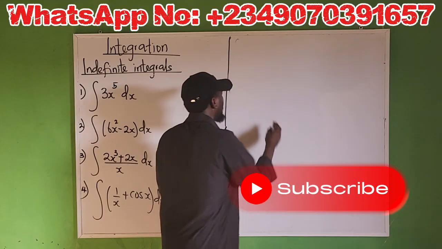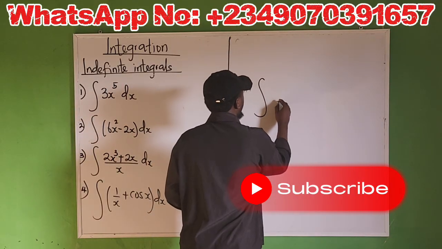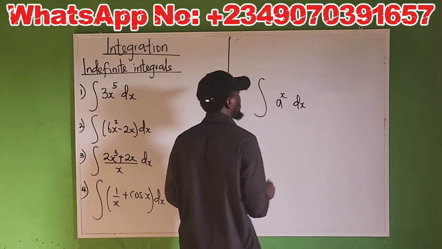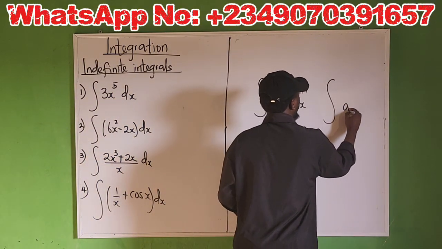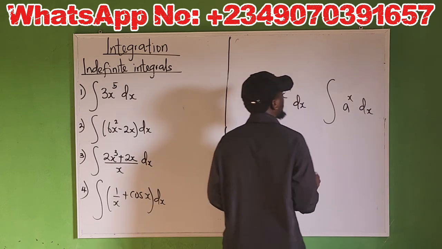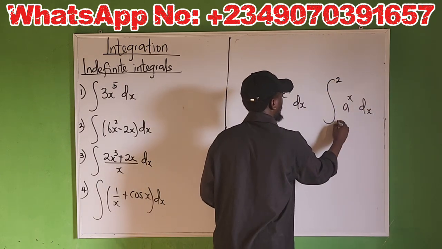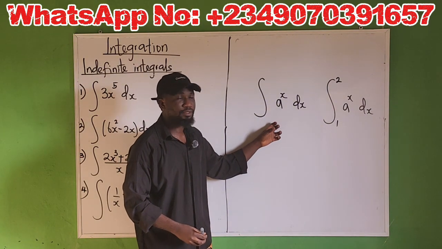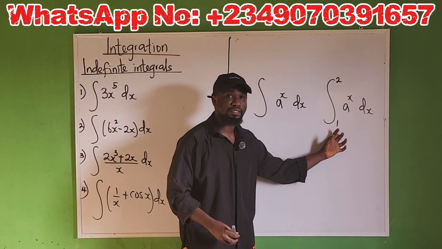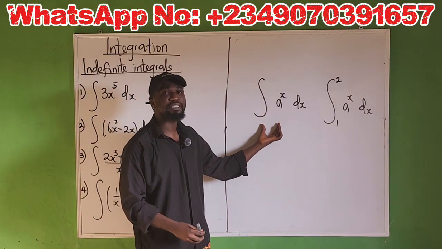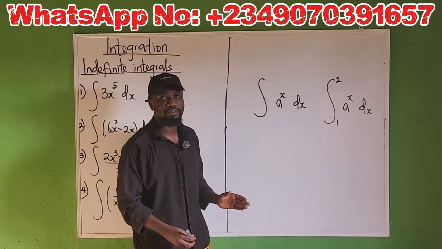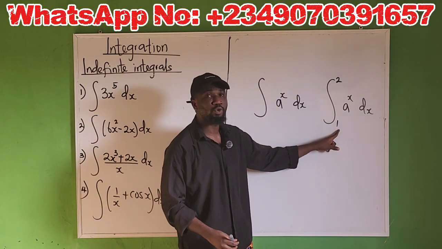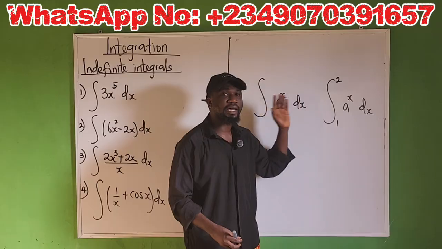Let's say, for example, I have the integral of a raised to power x with respect to x, and then I have another integral of a raised to power x with respect to x. In this case, I have here to be 2 and I have here to be 1. So this is an indefinite integral, whereas for this, it is a definite integral. Why? Because the indefinite integral has no limit, whereas the definite has limits. So this is the lower limit and here is the upper limit.